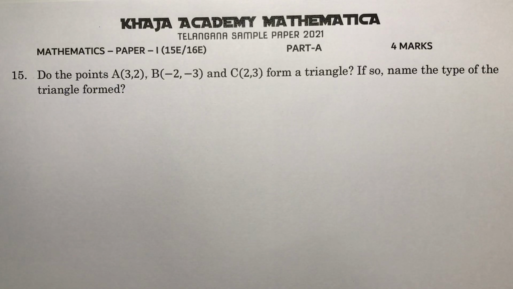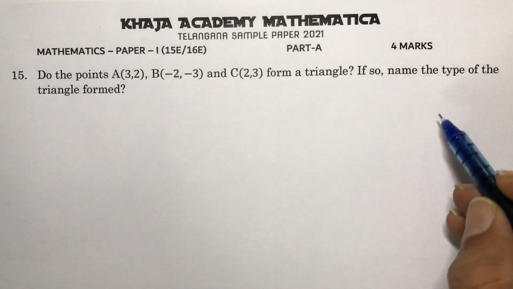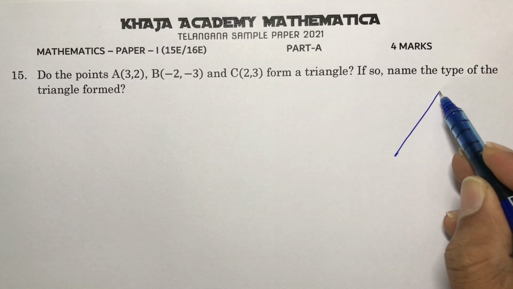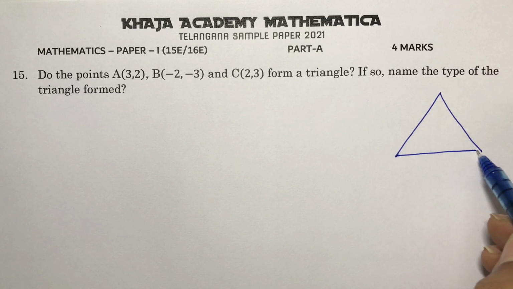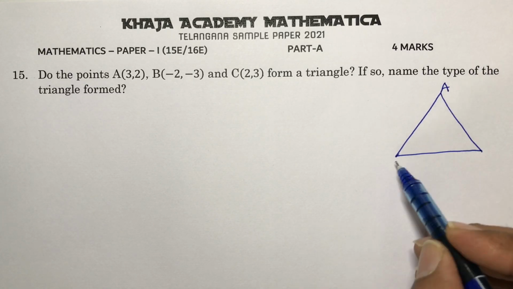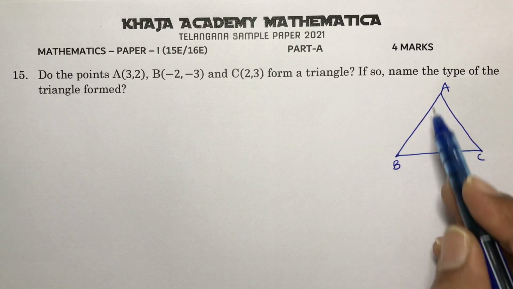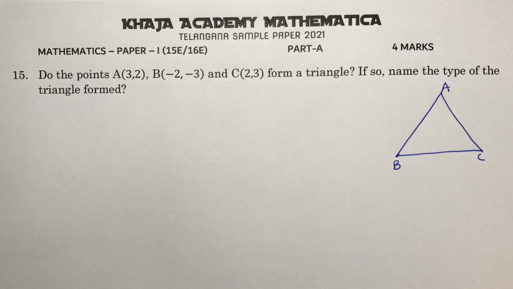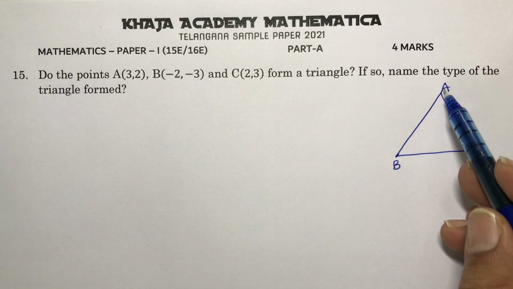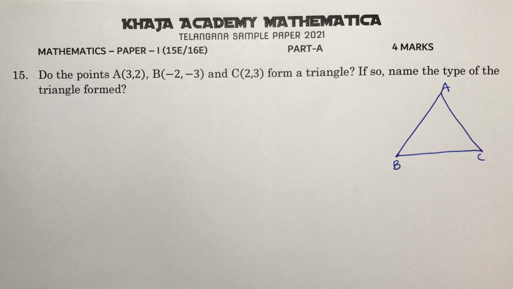The points A, B and C form a triangle. So take the triangle ABC. To check whether it is possible to construct a triangle or not, sum of two sides should be greater than the third side, or difference between the two sides should be less than the third side. So here I'll check sum of two sides should be greater than the third side.